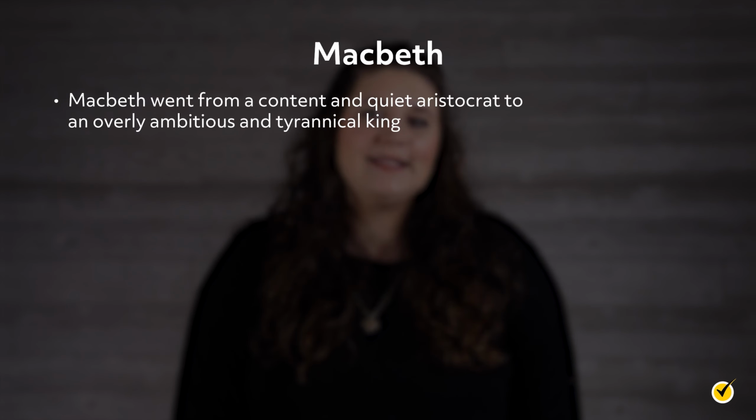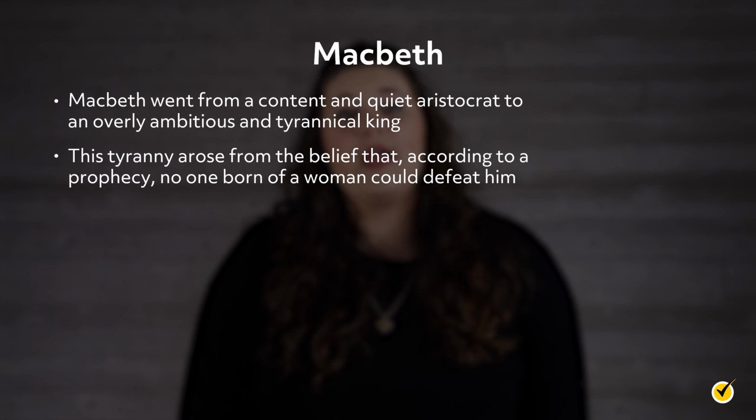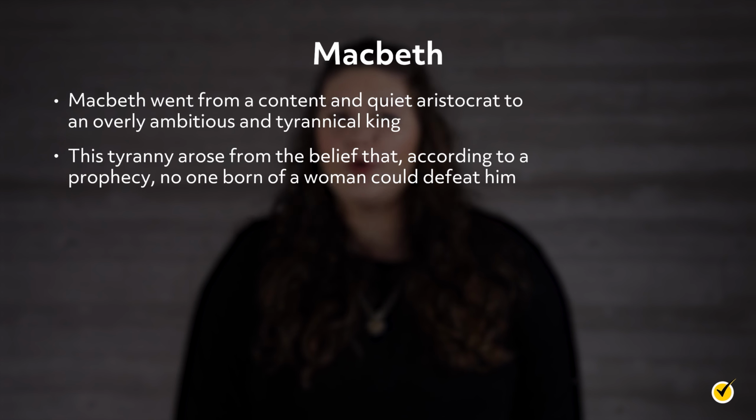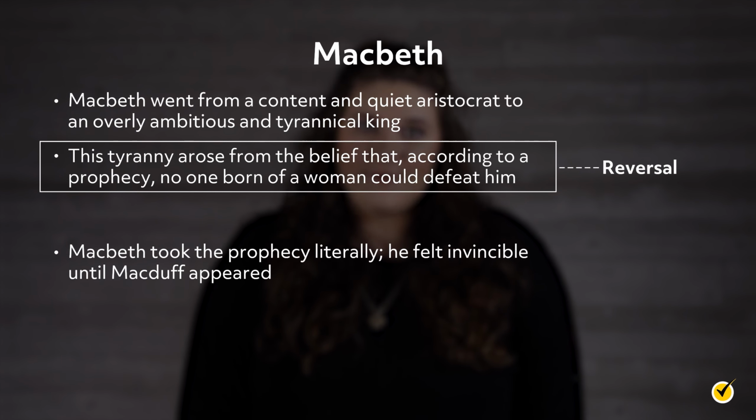Macbeth went from a content and quiet aristocrat to an overly ambitious and tyrannical king. This tyranny arose from the belief that, according to a prophecy, no one born of a woman could defeat him. This was a reversal in the plot. Because he took the prophecy literally, he felt invincible.